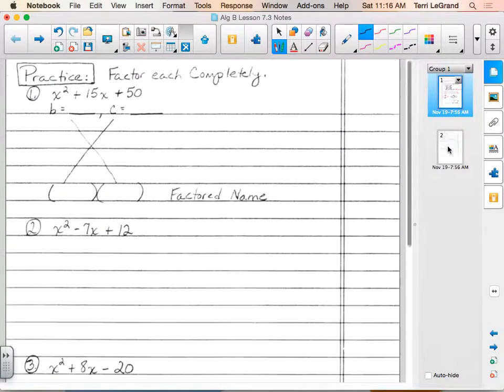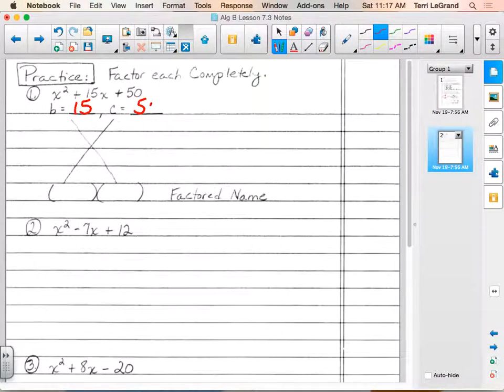Okay, let's go to the backside and practice. We have our first one, x squared plus 15x plus 50. First thing you always want to do is make sure that it's all addition. If it isn't, we're going to change it to add the opposite, because it's going to be really important that we identify our b and our c value correctly. So this one is already all addition, so we don't need to change anything. Our b value is the number of x's, so we have 15, and our c value is 50.